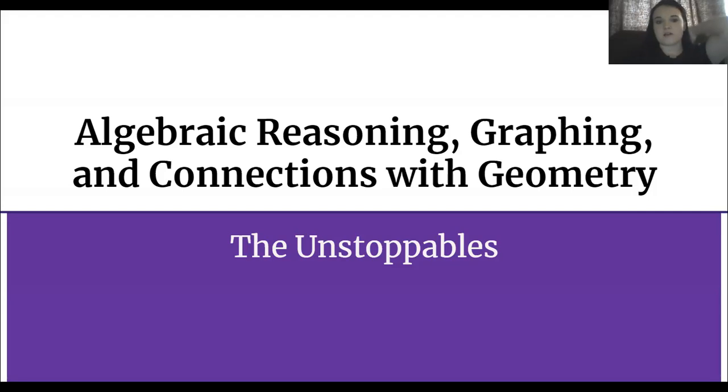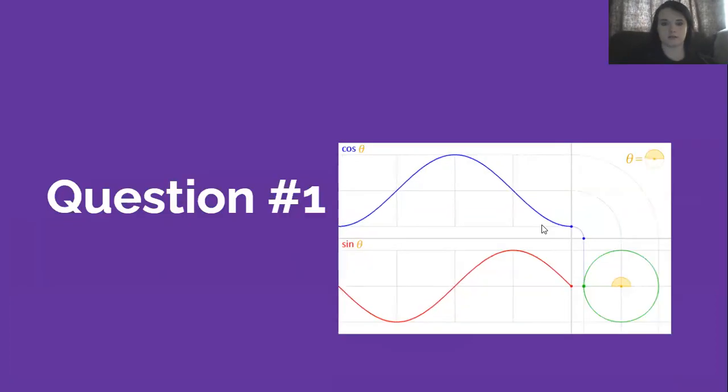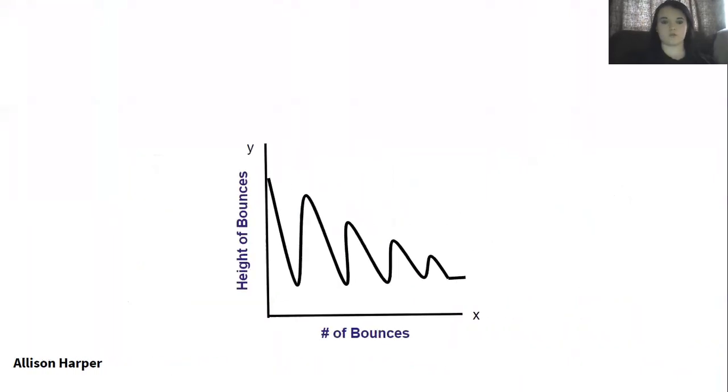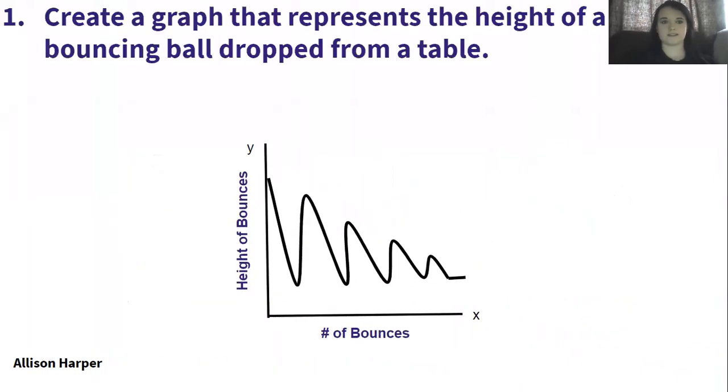This is the Unstoppables. Today we're going to talk about algebraic reasoning, graphing, and connections with geometry. So for question 1, we're going to open with Allison. Create a graph that represents the height of a bouncing ball dropped from a table.